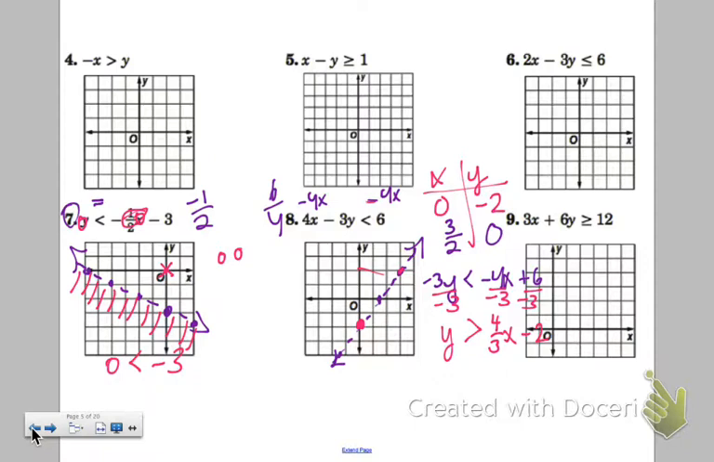All right, now we test the point 0, 0. And that's 0 minus 0 is less than 6. That's true, so we include that in our shaded region because it worked out to be true, the point that we tested.